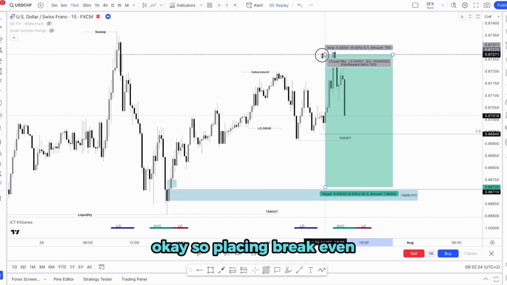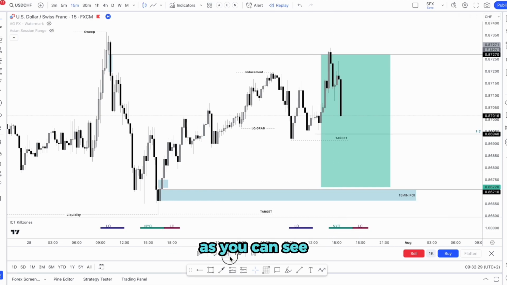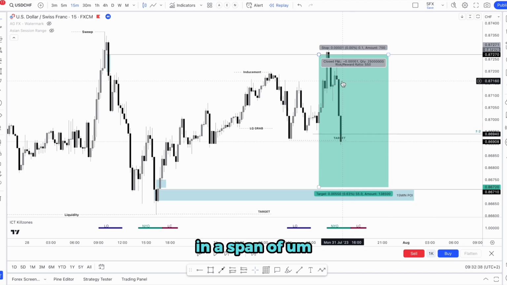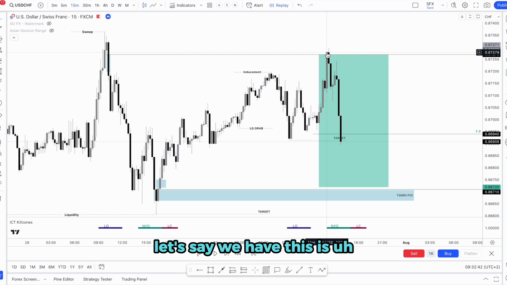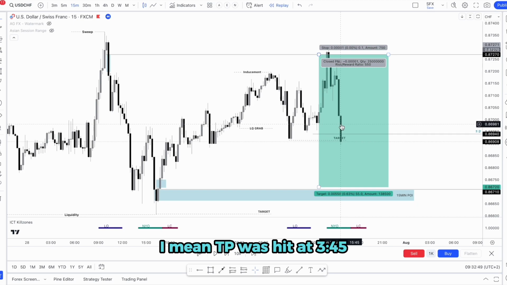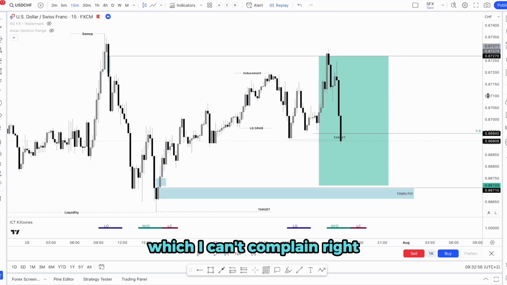Okay, so placing break even like this, price is collapsing in the New York session, as you can see. Target was hit to the T. My 1 to 3 risk reward ratio of 3% was hit to the T. This is New York Open, it's 2 p.m. for me, and TP was hit at 3:45, so it's 1 hour and 45 minutes for 3%, which I can't complain about, right?